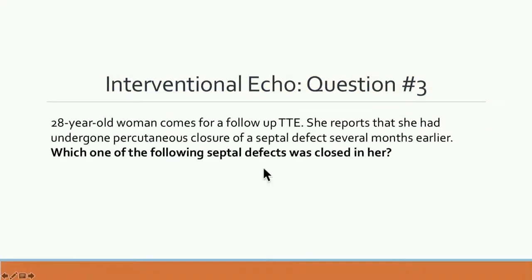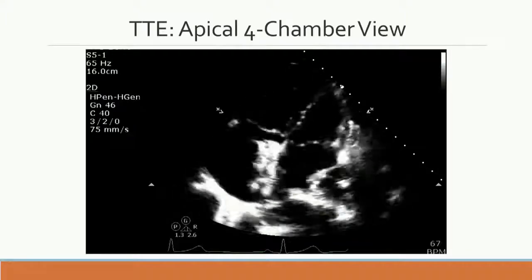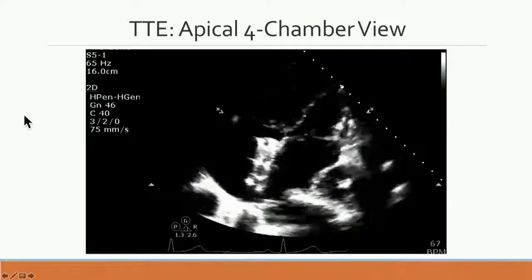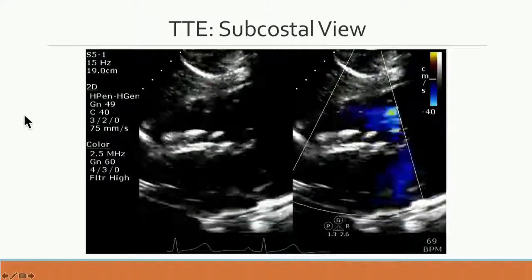So 28-year-old woman comes to follow up a transthoracic echocardiogram. She reports that she had undergone percutaneous closure of a septal defect months earlier. So which one of the following septal defects was closed in her? I specifically chose this because it raises another question that we may not have discovered, but an additional teaching point. So I'll show you apical 4-chamber view. Okay, and then I'll show you a subcostal view.